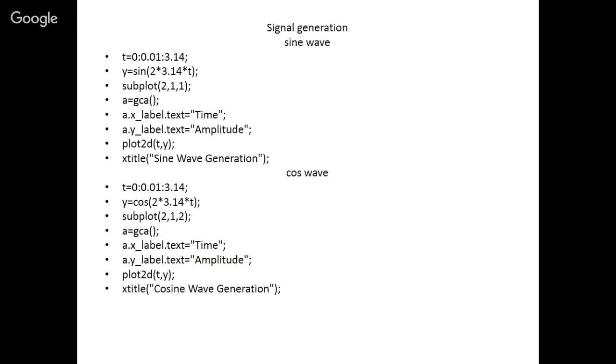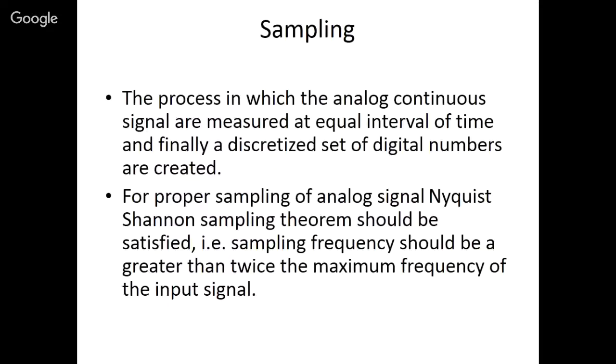Finally, the signal generation. As I have told you, the random signal we have generated, similarly you can generate the signal waveform also. So that you have already done. y is equal to sine 2 pi f t and the subplot command. So GCA again we have given because we are changing the x label text and y label text and also the title. Similarly, we have done the sine wave and the cosine wave generation.